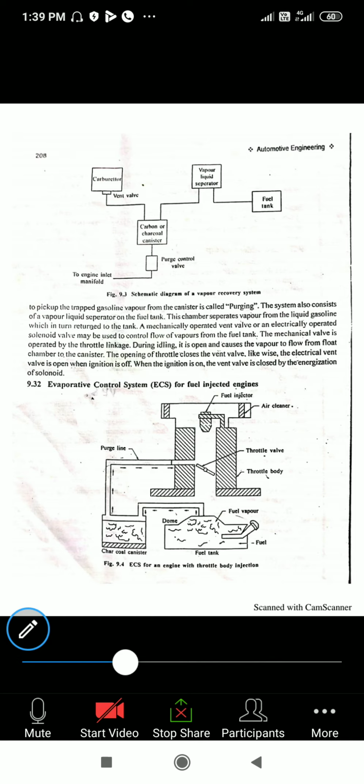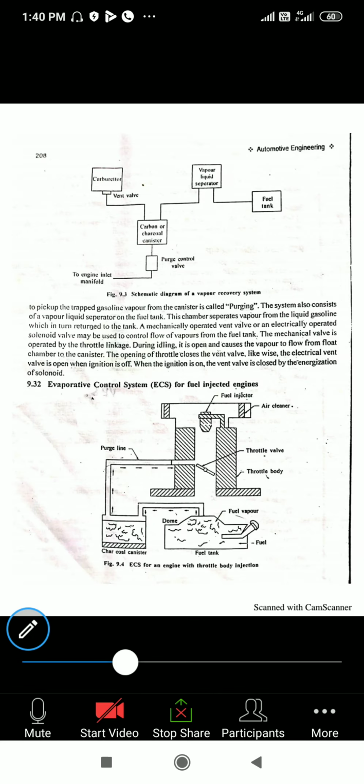manifold, a purifier control valve, then the carbon or charcoal contents. Next is a carburetor. From the carburetor it goes to the vapor liquid separator, then it goes to the fuel tank. So in this way there are systematic block diagrams and arrangements in the engine parts, or near the engines, connecting the carburetors, controlling the evaporation emission system as well as the evaporation of the hot gases.